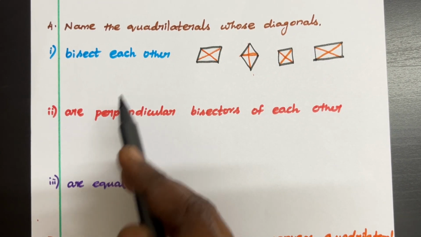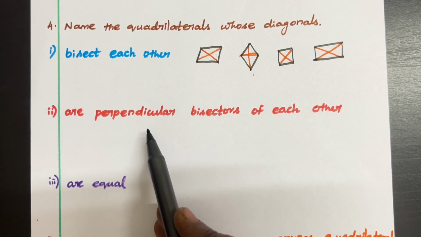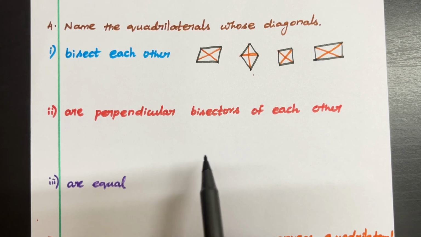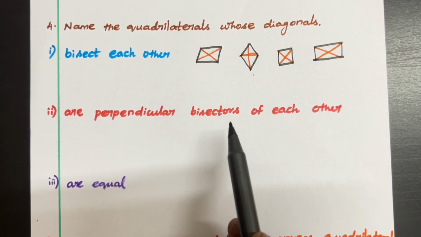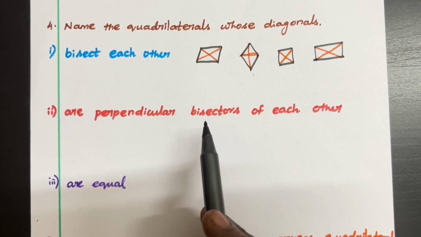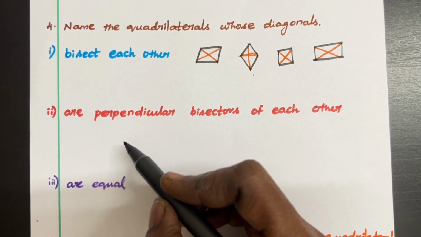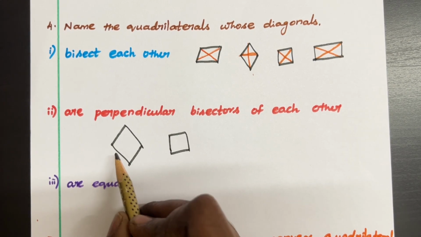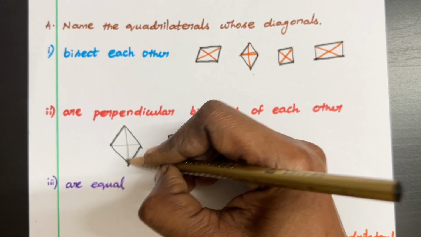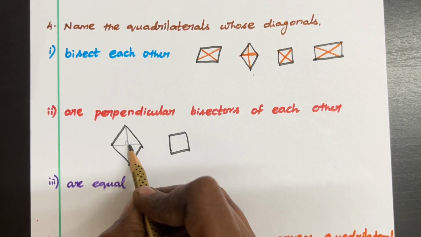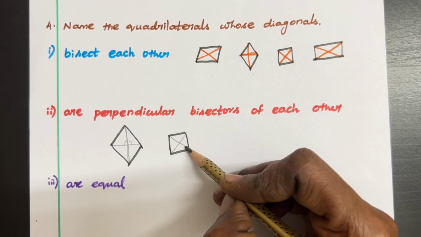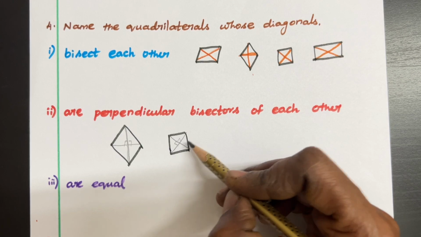Second subdivision. Name the quadrilaterals whose diagonals are perpendicular bisectors of each other. Perpendicular bisector means the angle should be 90 degrees. Now we are going to see it should bisect and also the angle formed must be 90 degrees. So the examples for this are a rhombus and a square. See, for a rhombus, the diagonals bisect each other. That means exactly half and also perpendicular. The angles formed here are always 90 degrees each. Here also it bisects, and the angles formed here are 90 degrees.